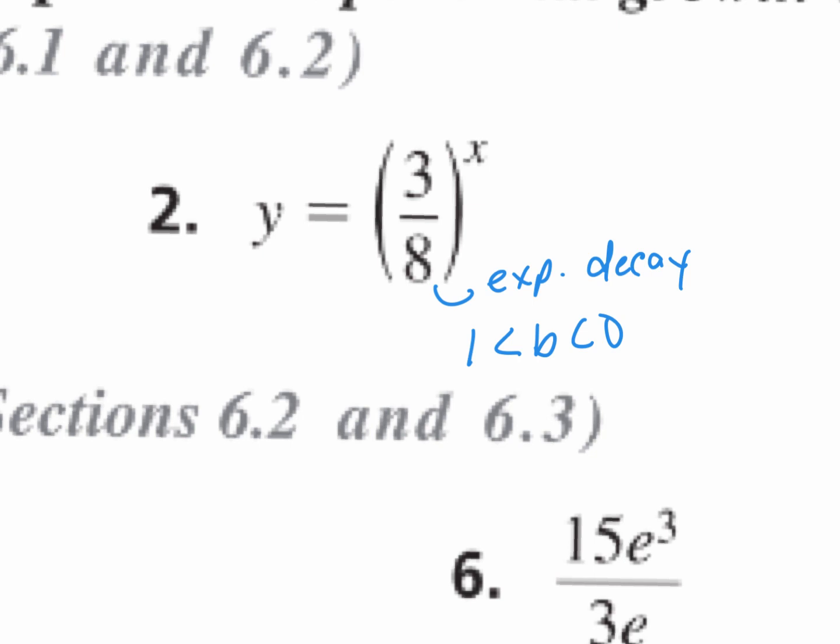If there was a negative, it's a good question. If there was a negative out in front, that doesn't change. This is still a decay. This negative just makes it a reflection. You guys are going to have that tomorrow. I just need you to tell me it switches the way that the graph looks.